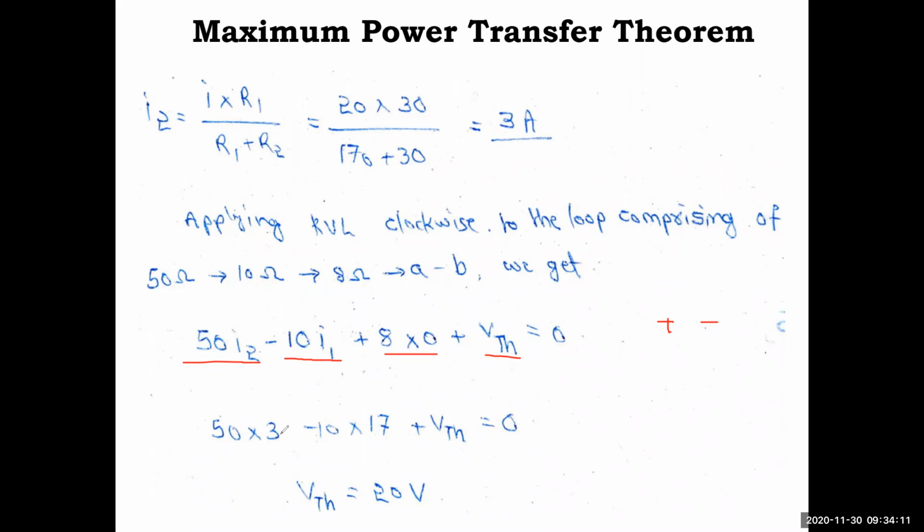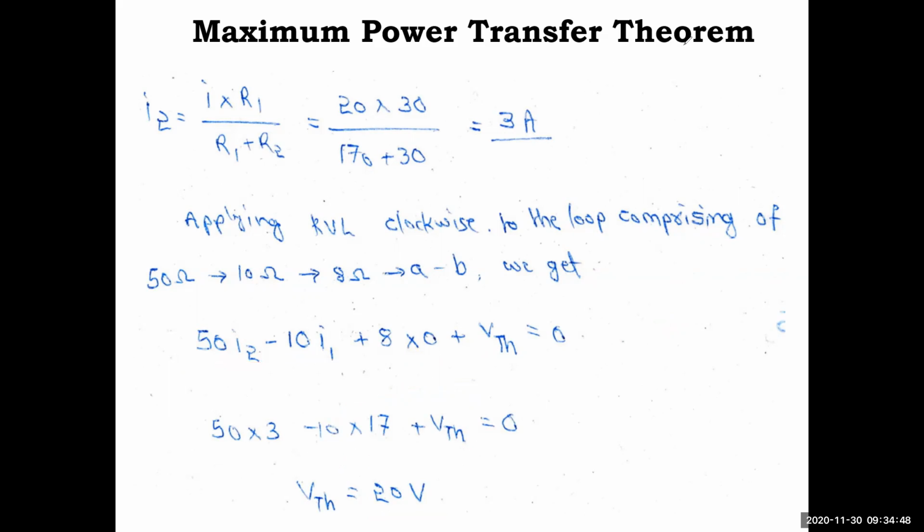Now VTH is equal to, so substitute the I1 and I2 currents: 50 into 3 minus 10 into 17 plus VTH equal to 0. If you take this current to that side, you will get 17 into 10 is 170. It will become plus, and this plus becomes minus. 50 into 3 is 150, right? You can write one more step if you are not following. So VTH is equal to, taking these two terms to that side, 170 minus 150, which is 20 volt. So this is the VTH.